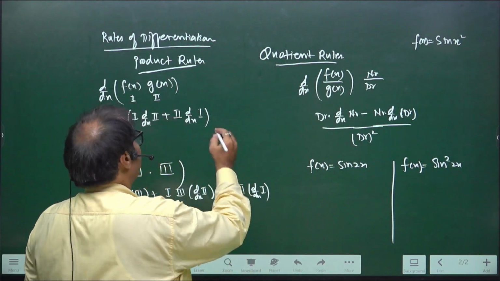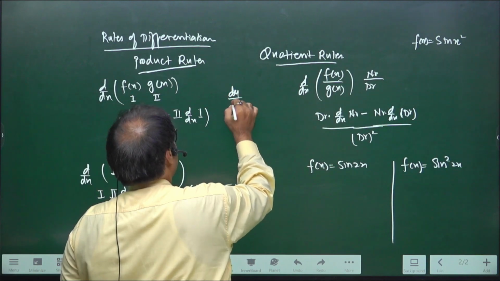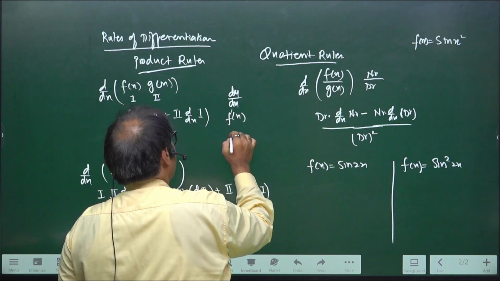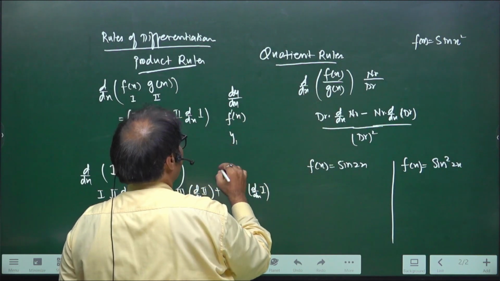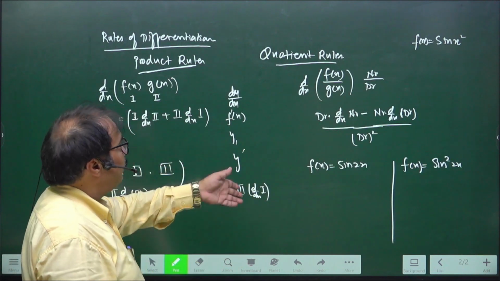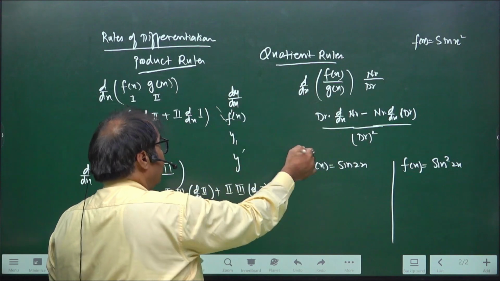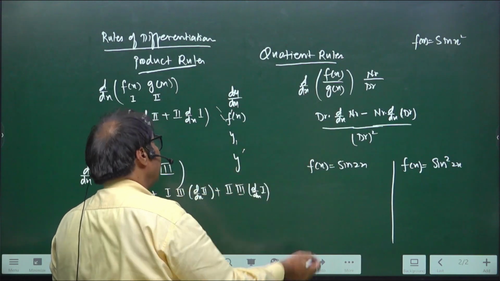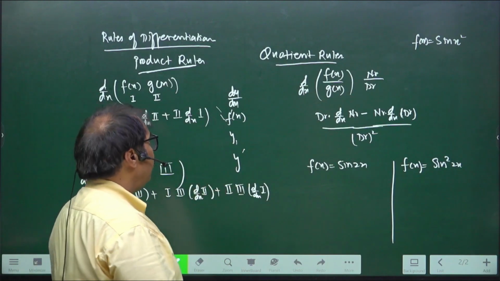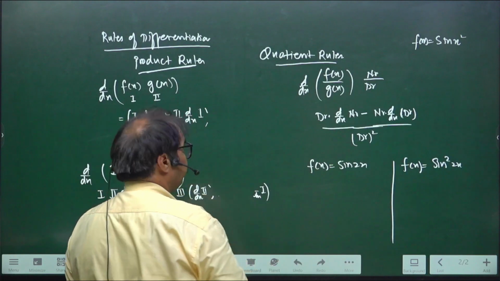Okay, so we can write this as dy by dx, or f dash x, or y1, or y dash. So these are the symbols, and the symbols will be given accordingly. If it is given in the form f(x), then we will write f dash x. If y is given, then dy by dx, or y1, or y dash. So this is as per the condition of the question.